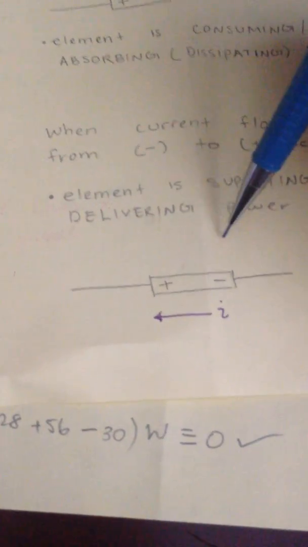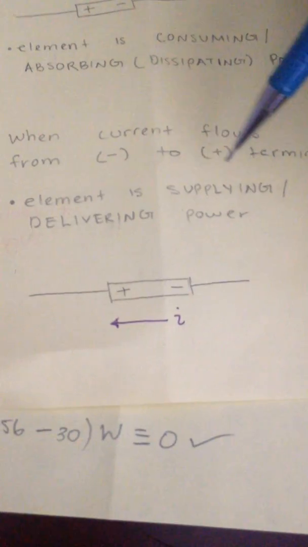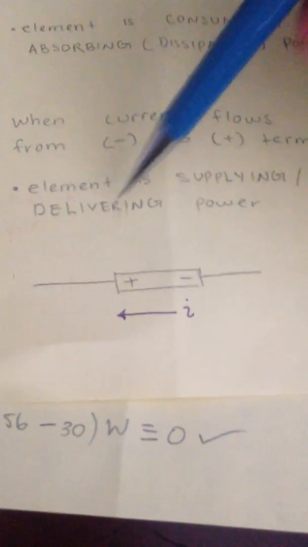Now, in the case where power is negative, that means that the current is flowing in the opposite direction. The current is going from the negative to the positive, which means that power would have to be negative. So if power is negative, then that means that the element will be supplying or delivering power. These two words mean the exact same thing. So with that idea, I was able to move on into actually doing this problem.